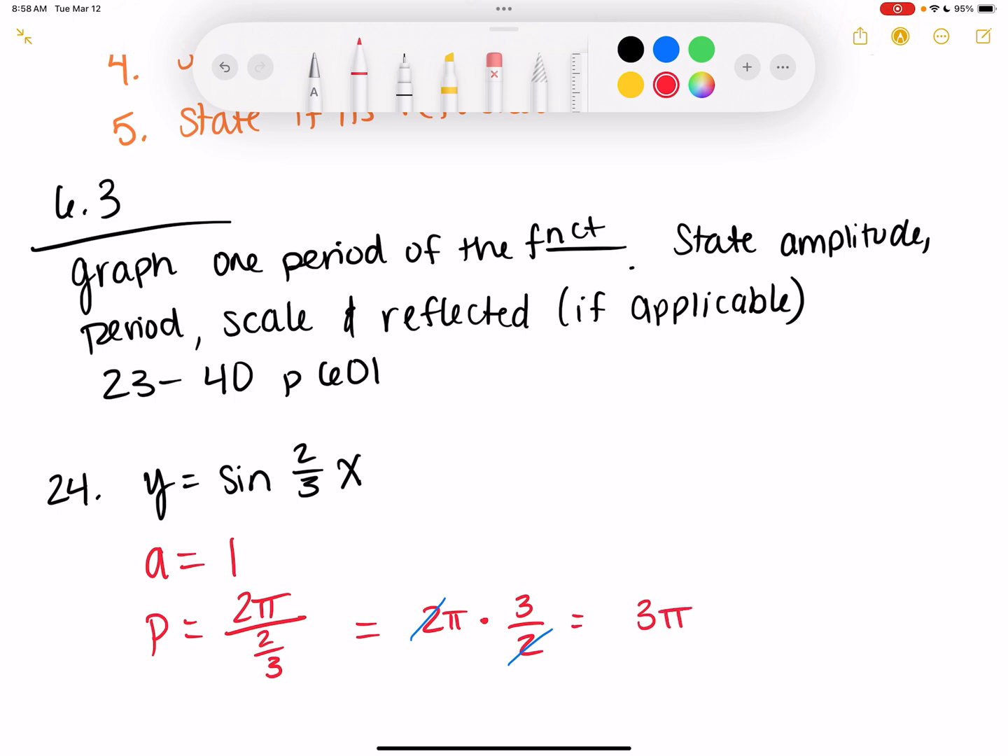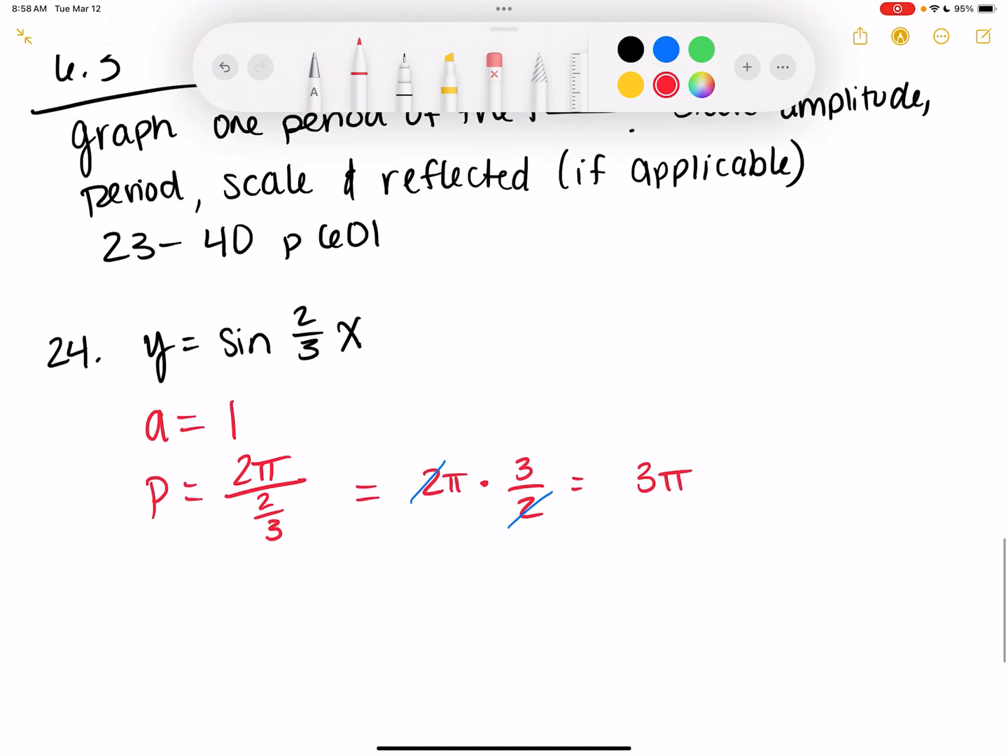For the scale, we do 3 pi, so the period, over 4. So that means increments of 3 pi over 4 are going to be what I need to get 1 full cycle on the graph. And then is this graph reflected? Because that's the only other thing I can deal with on this one. So is there a negative out front? No, so it's not reflected, so I don't need to do anything with that on this one.